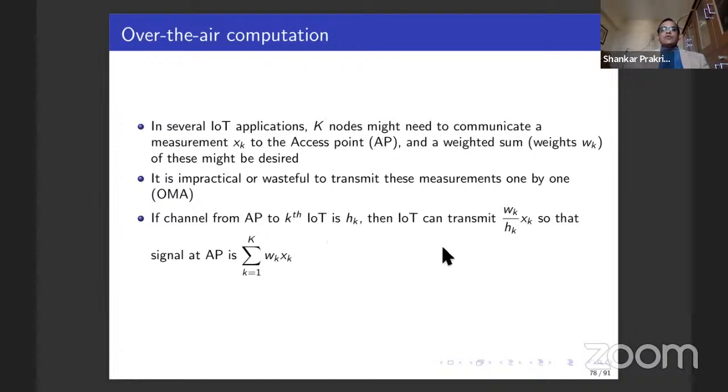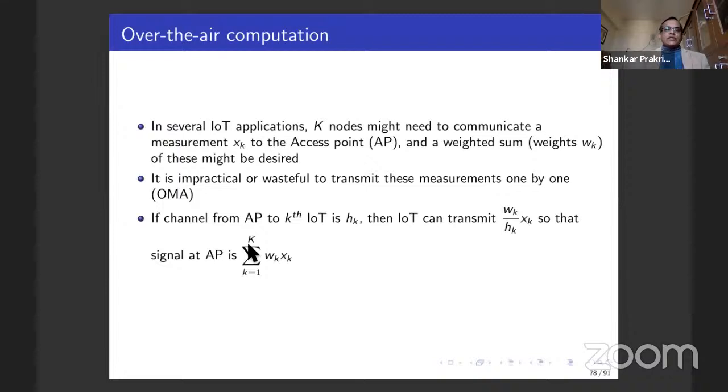How is this done? Suppose you take the channel to be HK between the IoT or sensor node and the access point, and there are capital K of them. Suppose you want to compute a weighted sum of the measurements, WK into XK. What you do is you intentionally transmit WK by HK into XK. You don't transmit the measurement itself, but you transmit WK by HK. And when it passes through the channel HK, this gets cancelled out, it becomes WK into XK, and that is summed. So computation is being performed in the air. Whatever the access point receives is the weighted sum that it wanted to compute.